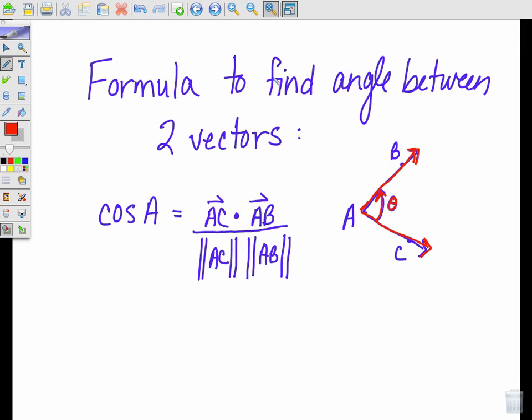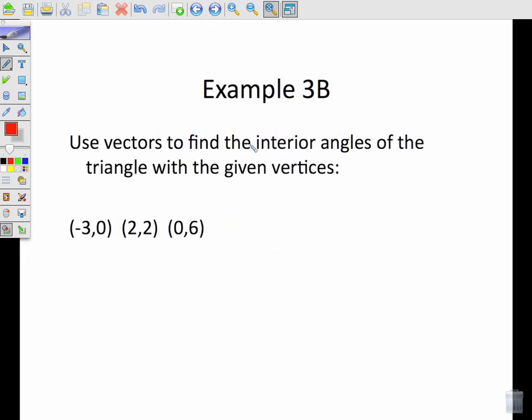You're going to want to write this formula down on your formula sheet, and now what we will do is we will practice. Use the vectors to find the interior angles of a triangle with the given vertices.